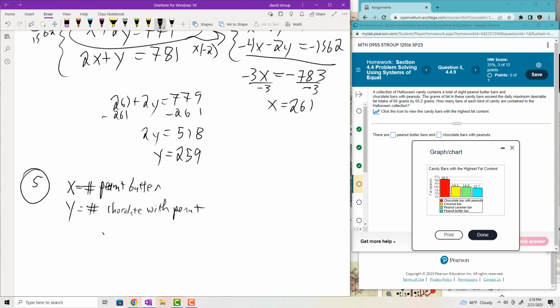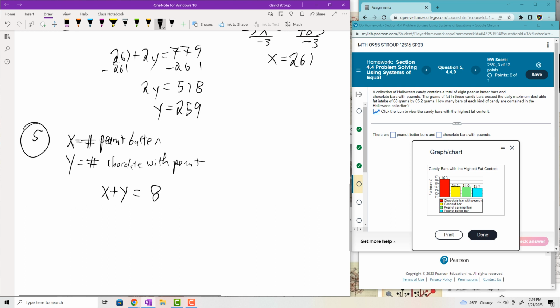And we know that the sum of the peanut butter bars and the chocolate bars is equal to 8 overall. So there's 8 total. Then for the number of the grams of fat in total, it's exceeding 60 grams, which is the maximum desirable intake, by 65.2 grams. So the number of grams of fat that you're getting from the peanut butter bars will be the number of peanut butter bars times the amount of fat in the peanut butter bar, right?